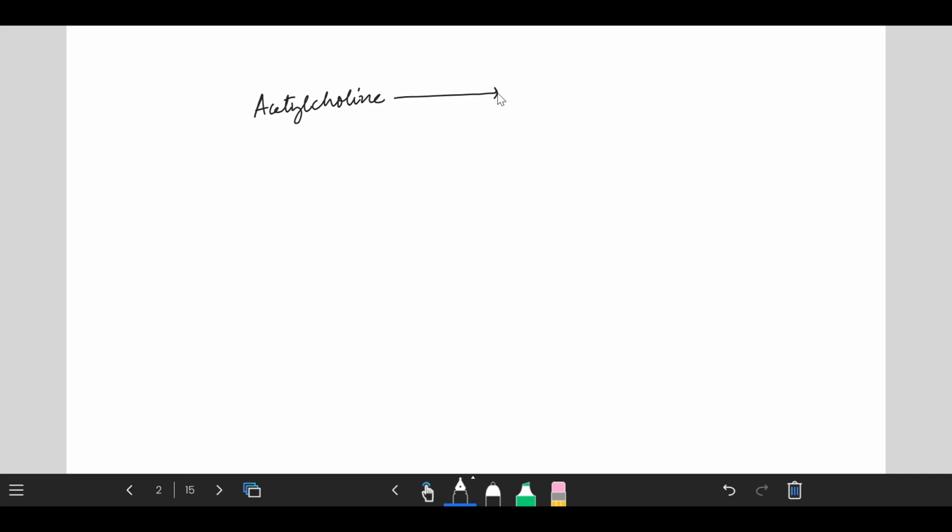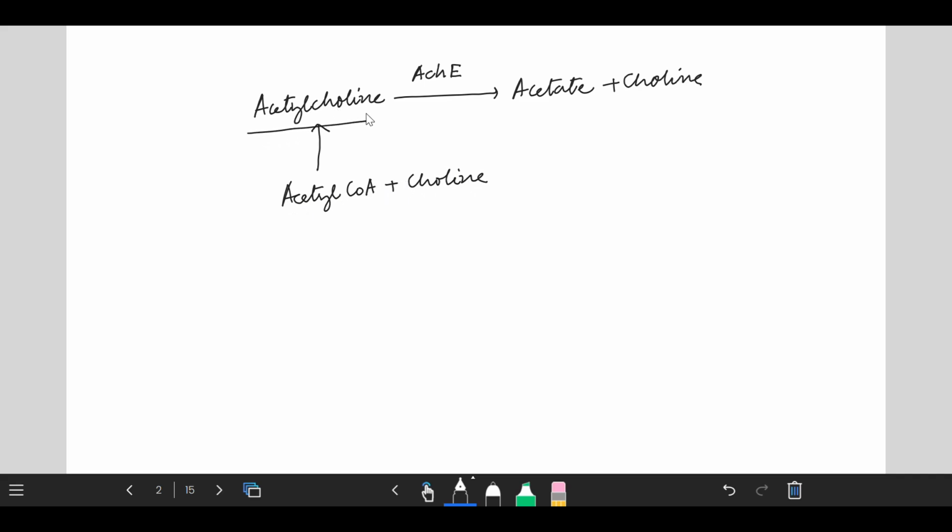Acetylcholine, when hydrolyzed, produces acetate and choline with the help of the enzyme acetylcholinesterase or cholinesterase enzyme. And this acetylcholine molecule again forms from acetyl-CoA plus choline, and the enzyme which forms this acetylcholine is choline acetyltransferase.